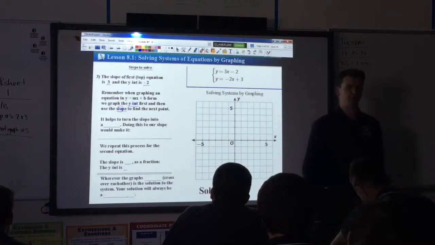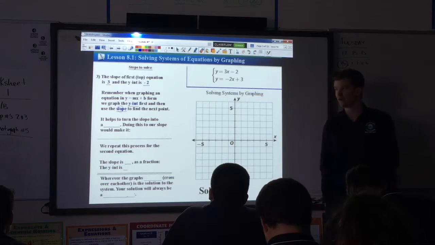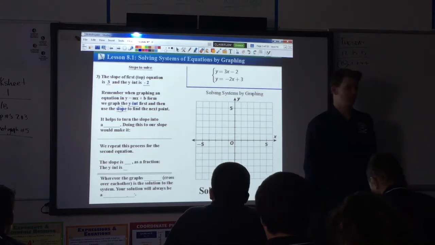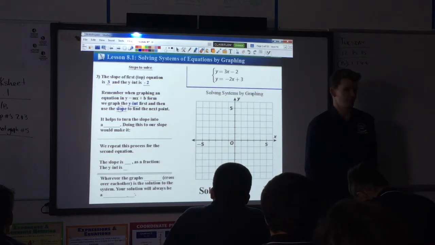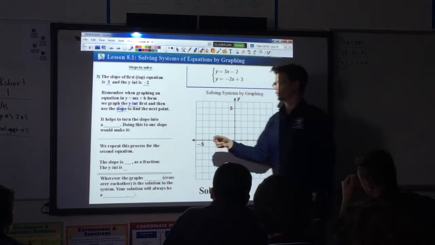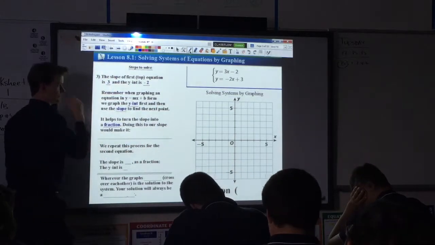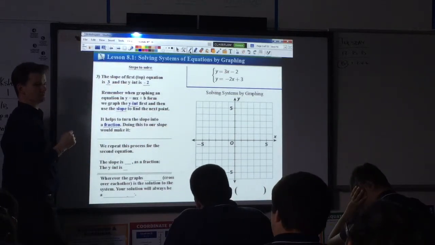Now, how many of you remember, when we are trying to use the slope to get to the next point, we need our roadmap, right? What do we have to do to the slope? We have to turn it into a fraction, unless it already is a fraction. If it already is a fraction, that's great. We don't have to do anything. Is the slope a fraction right now? No, it's a whole number. So we want to turn that slope into a fraction. And doing that, what is 3 as a fraction?